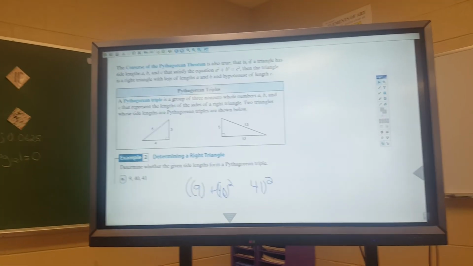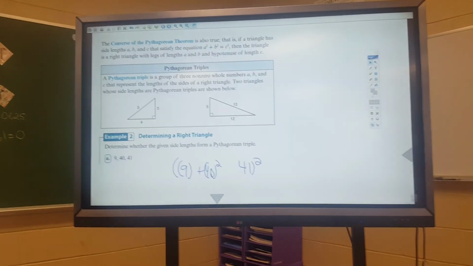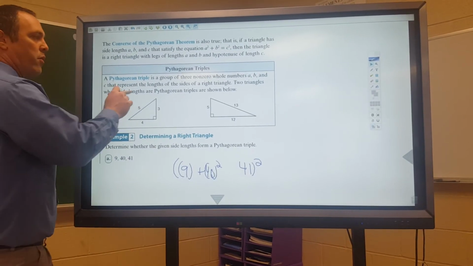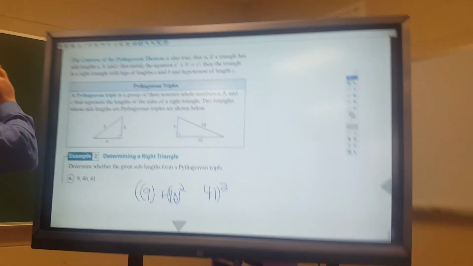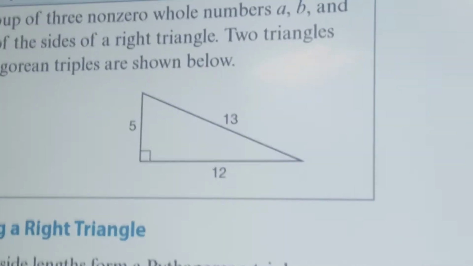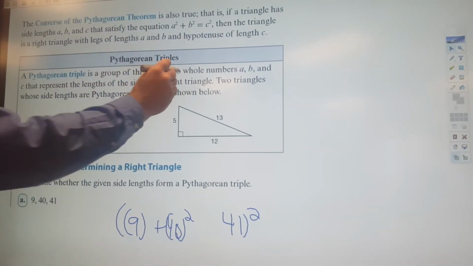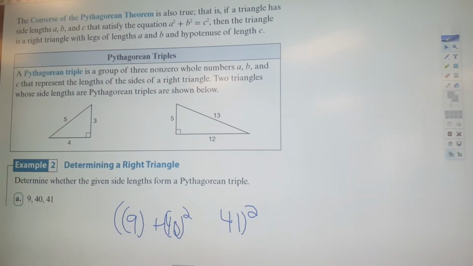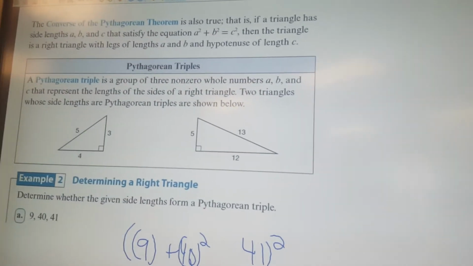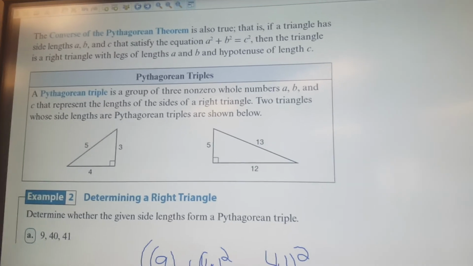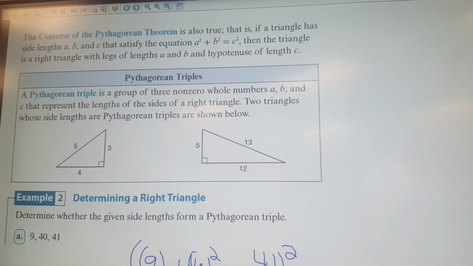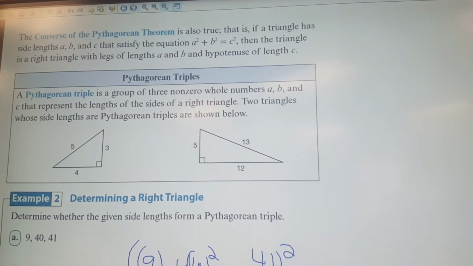All right, Pythagorean triples. Let's go ahead and read the definition. You can read it as I read it. Chloe, if you try to get it zoomed in there, so make sure that they can read this. A Pythagorean triple is a group of 3 non-zero whole numbers, make sure we pay attention to that, whole numbers, a, b, and c, that represents the length of the sides of a right triangle. Two triangles whose side lengths are Pythagorean triples are shown below.